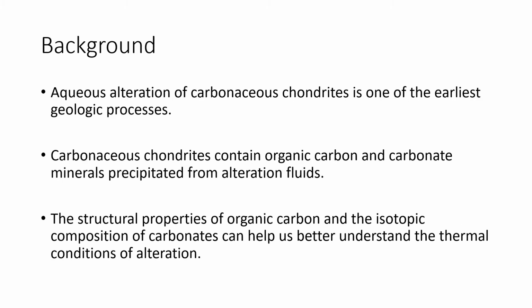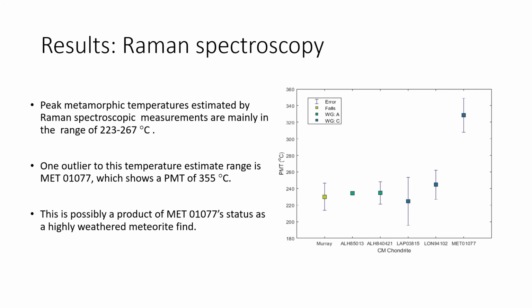Just some quick background: aqueous alteration of carbonaceous chondrites is one of the earliest geologic processes known. Carbonaceous chondrites contain organic carbon and carbonate minerals precipitated from alteration fluids. And the structural properties of organic carbon and the isotopic composition of carbonates can help us better understand the thermal conditions of alteration. All right, so let's talk about some results on the Raman spectroscopy side of this project.